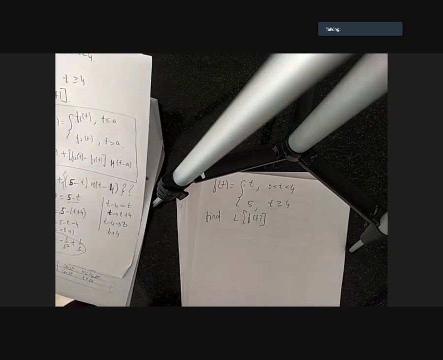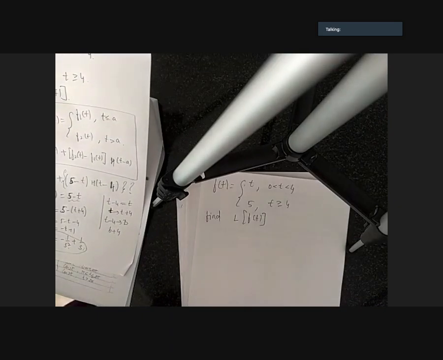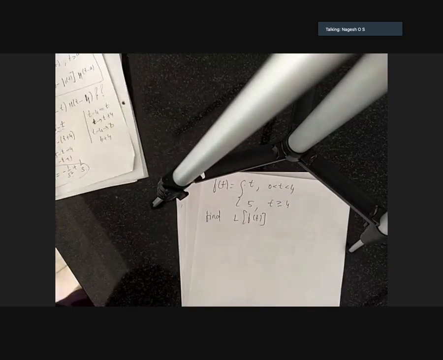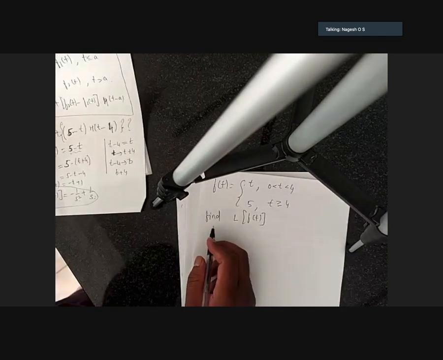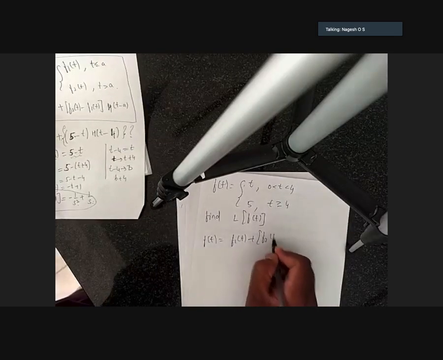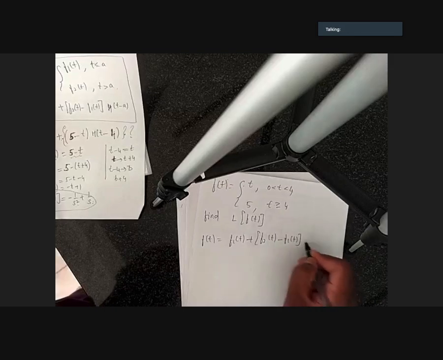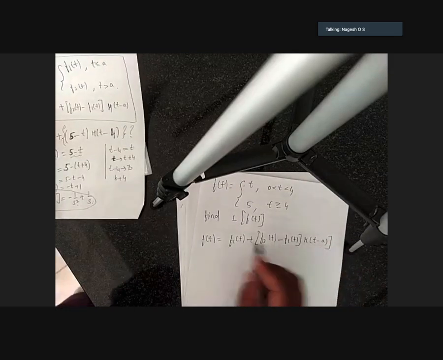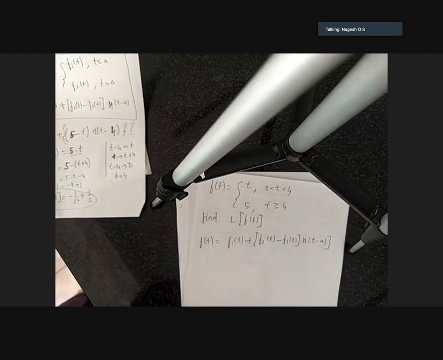F of t is equal to t for 0 less than t less than 4, and 5 for t greater than 4. Find L of f of t. This is the question. First thing we have to do is use the property f of t is equal to f1 of t plus f2 of t minus f1 of t into h of t minus a. This property we use when we have f1 of t and f2 of t.